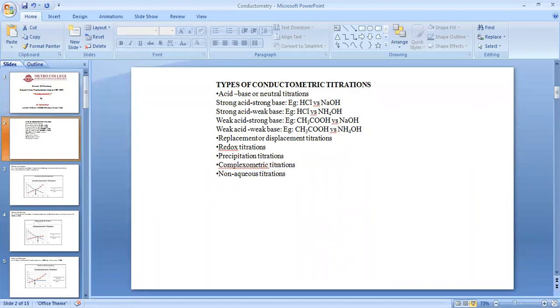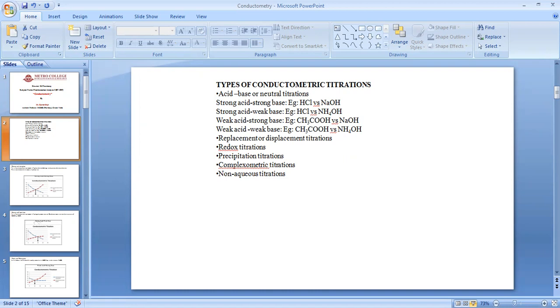So first of all, in the last lecture we have learned about what is conductometry. Now we will talk about the types of conductometric titration. So the conductometric titration consists of the acid-base or neutral titration, which has 4 points: strong acid, strong base; strong acid, weak base; weak acid, strong base; weak acid, weak base.